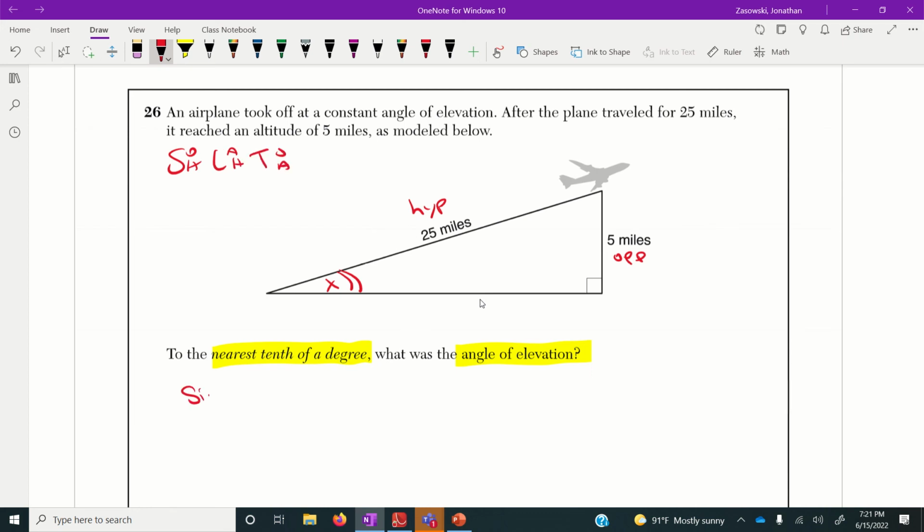So we now know that we can say the sine of the angle is equal to the opposite, 5, over the hypotenuse, 25. And that means in order to get rid of the sine, we have to use the sine inverse. So anytime you're looking for the angle, you're going to use the inverse. Those are going to drop out, and then we're doing the sine inverse of 5 over 25.